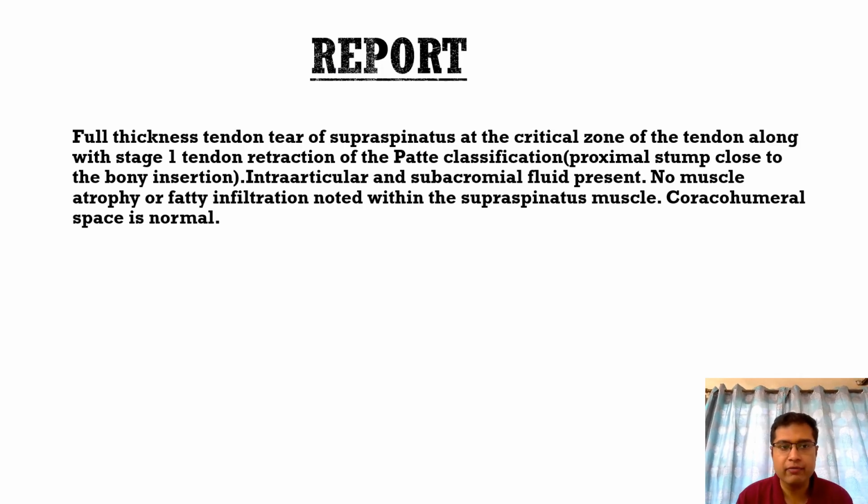So this is the report that I had given, that there was a full thickness tendon tear of the supraspinatus at the critical zone of the tendon, along with stage 1 tendon retraction of the Patte's classification. So this I'll be discussing in my next slide. The proximal stump was close to the bony insertion, as we could see in the images, and there was intra-articular and subacromial fluid seen on T2 weighted images and PDFS images, and there was no muscle atrophy or fatty infiltration in the supraspinatus muscle. I have discussed the importance of all these things in my video on conference discussion. Then the coracohumeral space was normal.